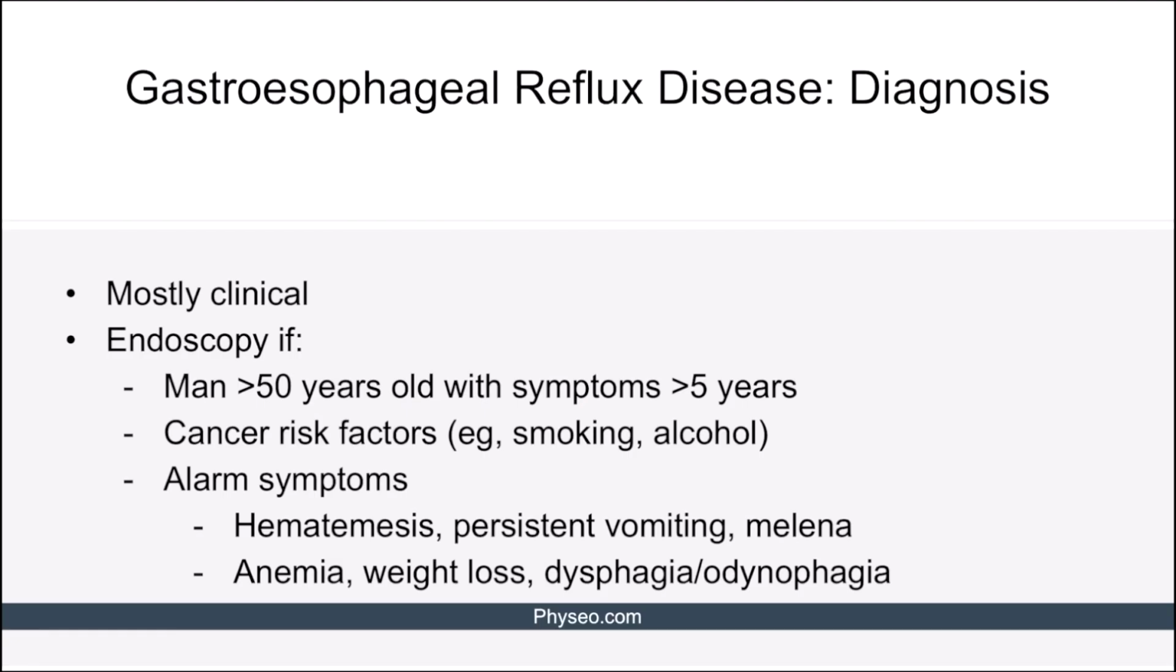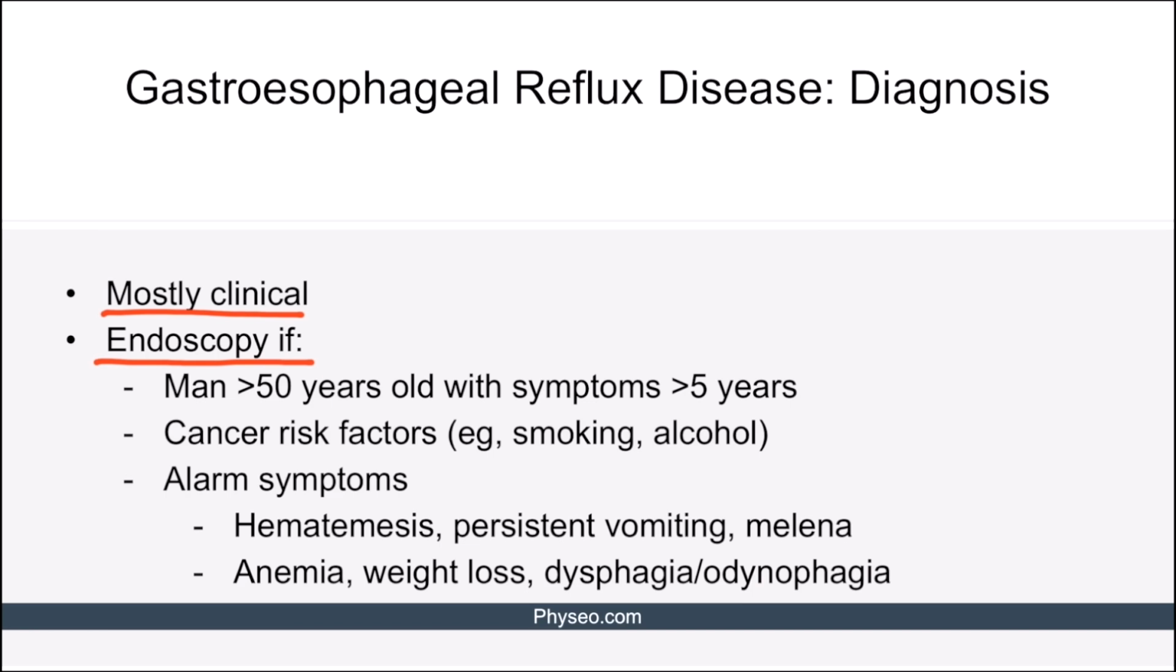Diagnosis of GERD is mostly clinical. However, there are certain situations when we should perform endoscopy. Endoscopy is indicated if the patient is a man more than 50 years old with symptoms for more than 5 years. If the patient has cancer risk factors like smoking and chronic alcohol intake, they should also undergo endoscopy during the initial evaluation of GERD.